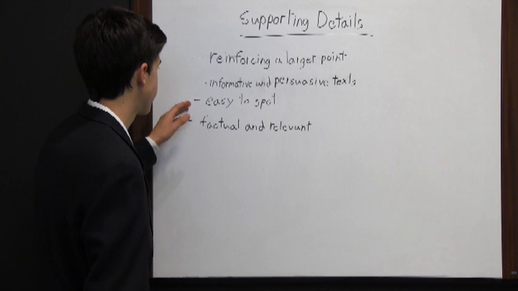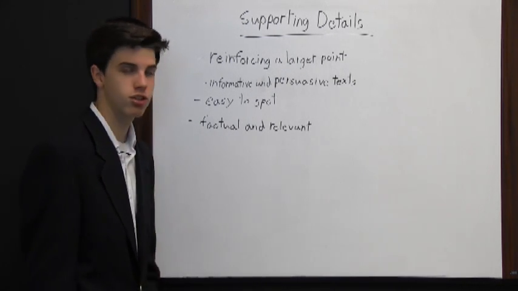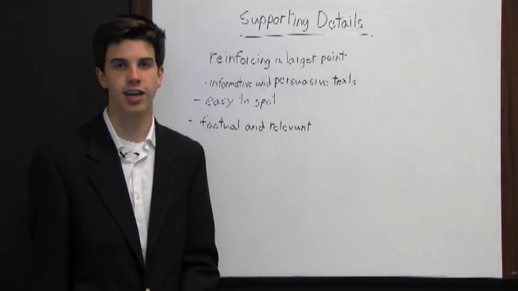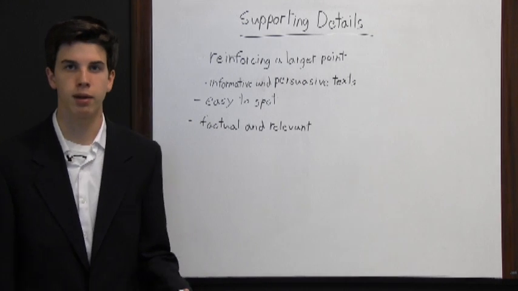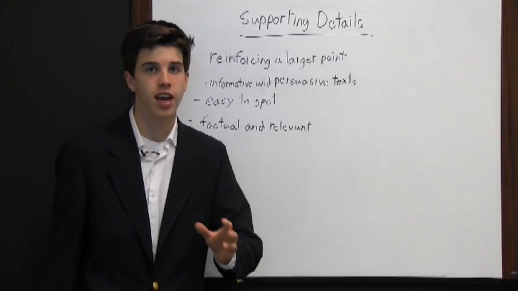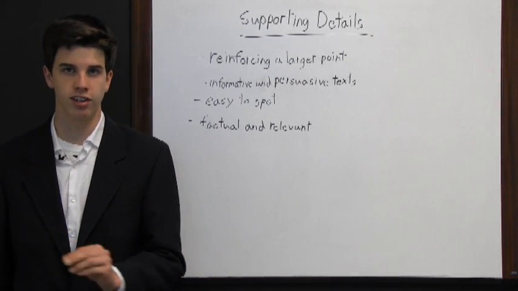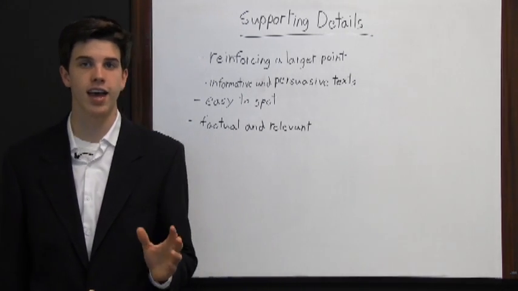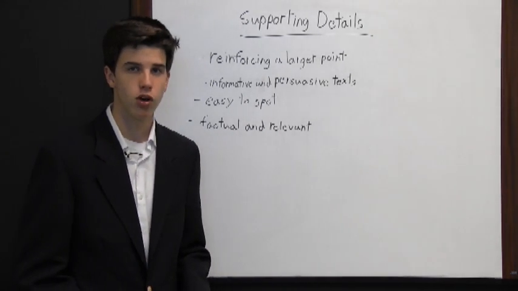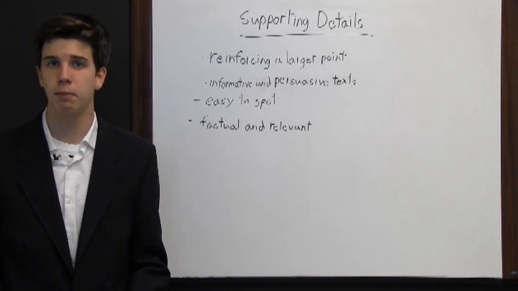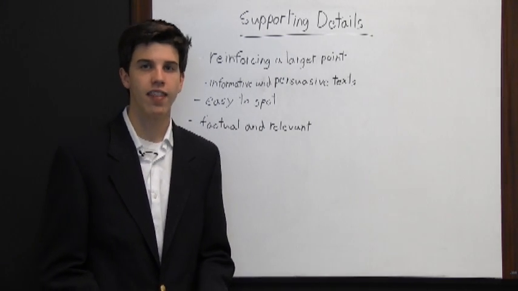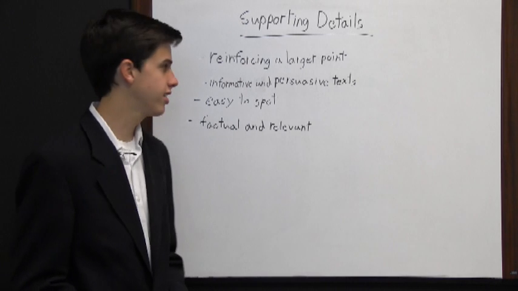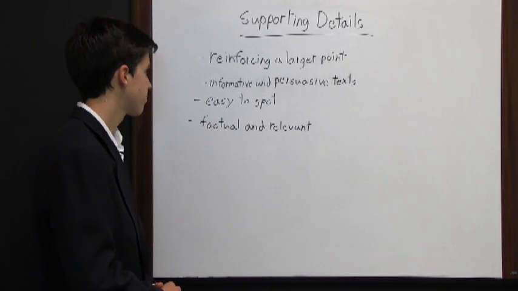And supporting details are often easy to spot because the writer will let you know that those details are coming. A lot of times they'll make a main point and then they'll say something like first, and give a supporting detail, and second, and give another supporting detail, and then say finally, and then give the third supporting detail. Or they might say something like for example or for instance, and that would tip you off that the next supporting detail is coming along.